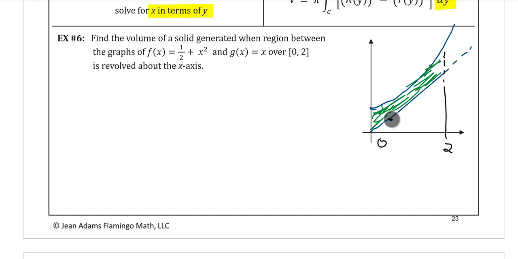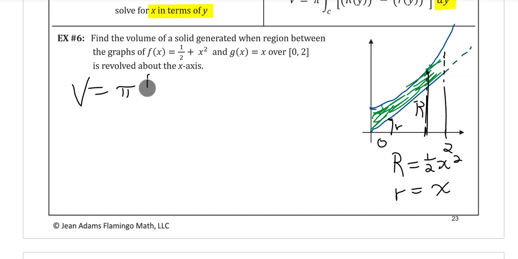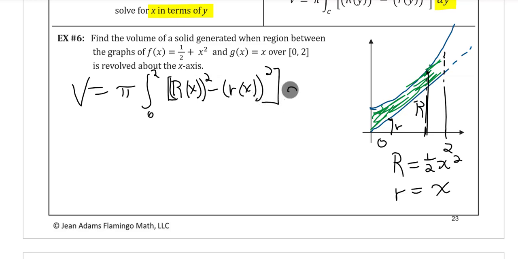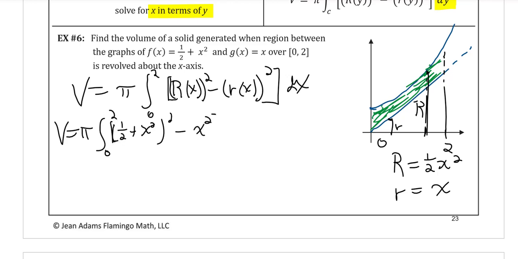So we have two radii. Here's our little r, and here is our big R. Big R is going to be 1/2 x squared, and little r is going to be x. So our volume is going to be pi times the integral from 0 to 2 of our big R squared minus our little r squared dx. So V equals pi times the integral from 0 to 2 of (1/2 x squared) squared minus x squared, and this whole thing is dx.